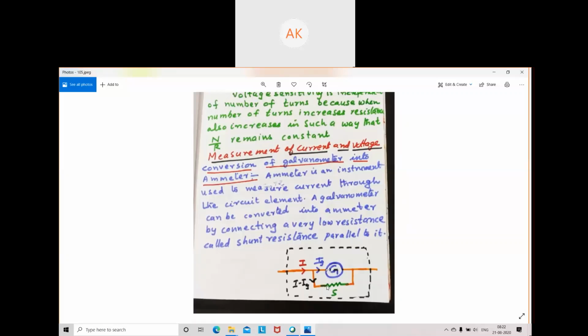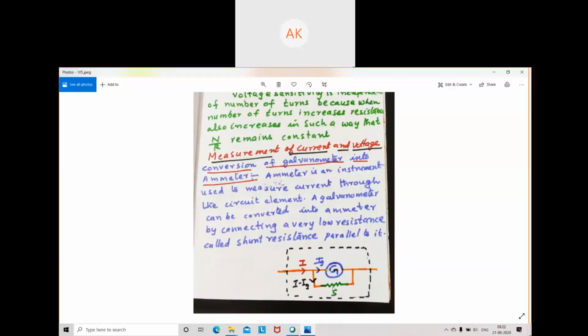What is an ammeter? Ammeter is a device used to measure current through the circuit element. And galvanometer is also measuring current, but very small current. And we can convert that galvanometer into an ammeter to measure large current. How? By connecting a small resistance in parallel to that. So this is galvanometer, and we connect a small resistance.